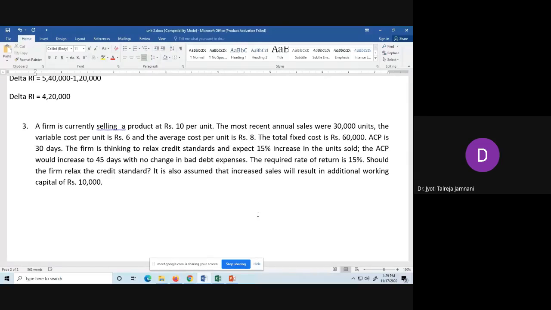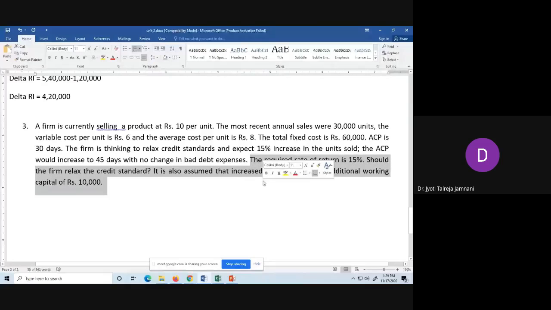This is not a formula. We have to use a table or a tabular method to solve it. Now how do you understand for which sum you should use a table and for which sum you should use a formula? First, you have to search for the words residual income. This is the third sum. Just see in the third sum at the end what they have told you. Should the firm relax the credit standard? It is also assumed that increased sales will result in additional working capital of 10,000. Here at the end you will not find the words residual income anywhere. In this case you should use the tabular method.